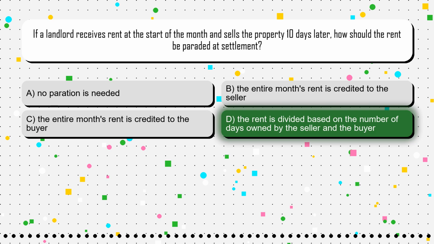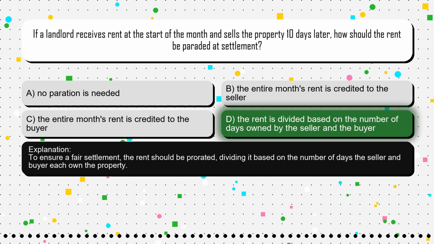The correct answer is option D, the rent is divided based on the number of days owned by the seller and the buyer. To ensure a fair settlement, the rent should be prorated, dividing it based on the number of days the seller and buyer each own the property.